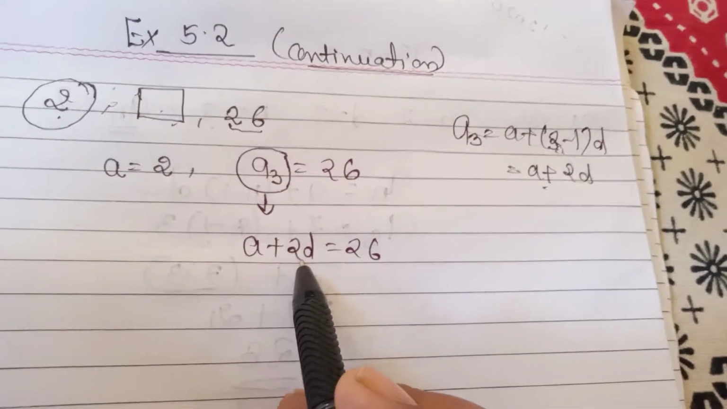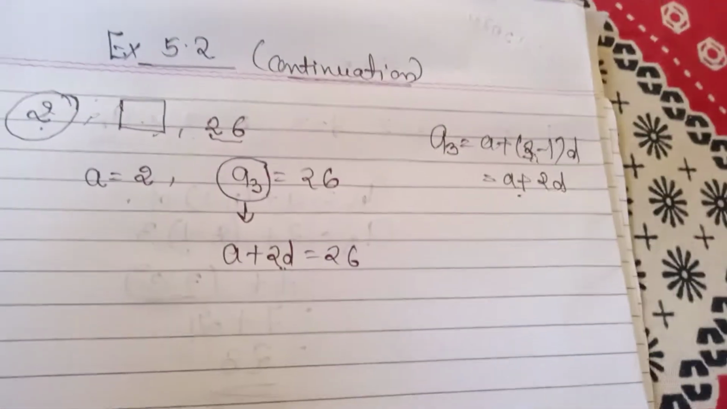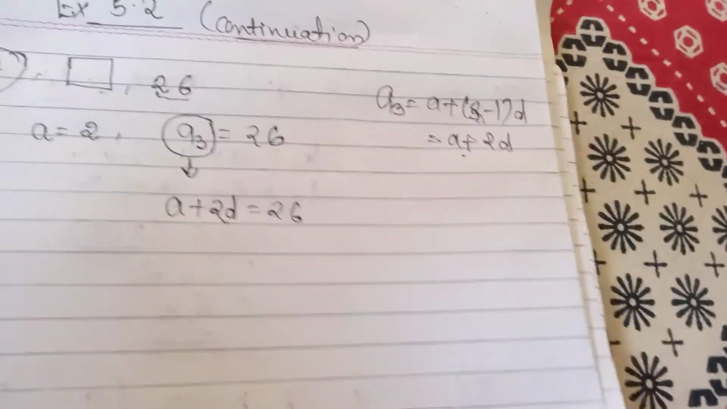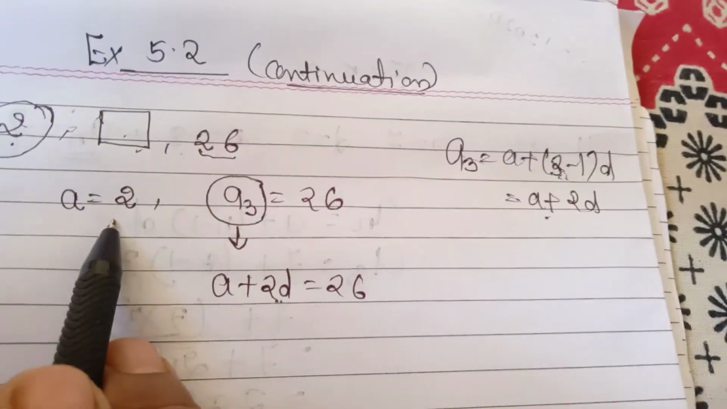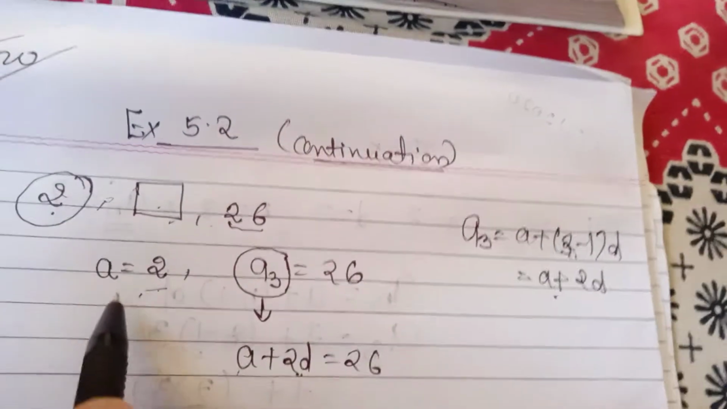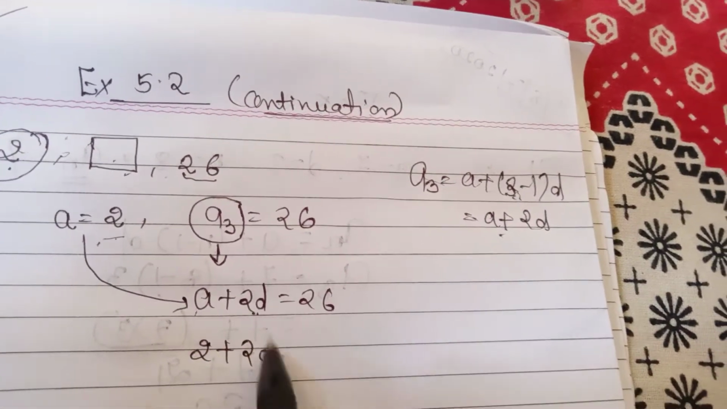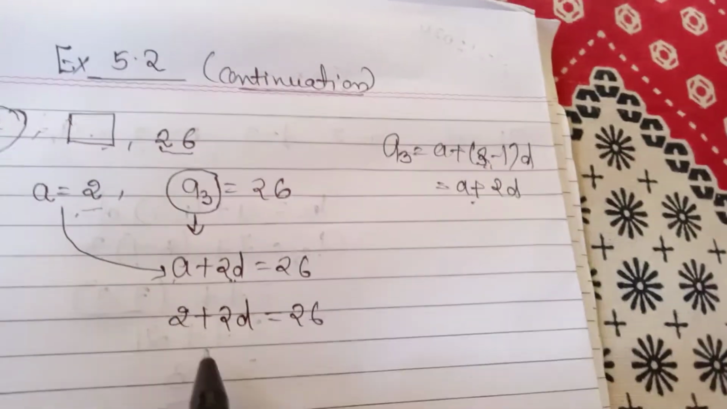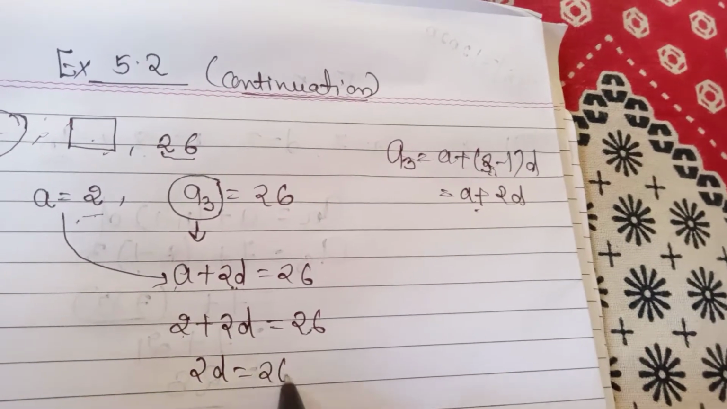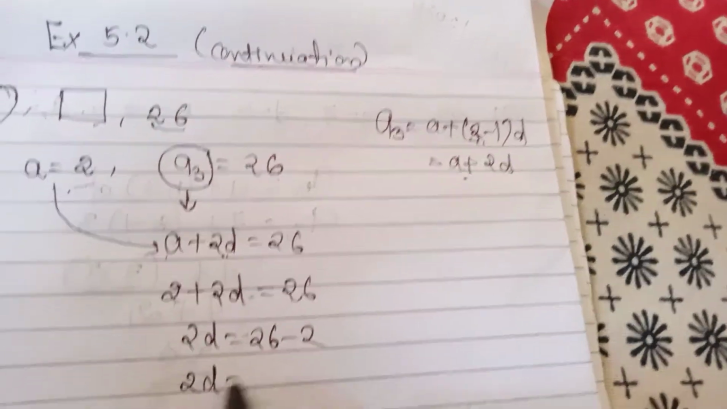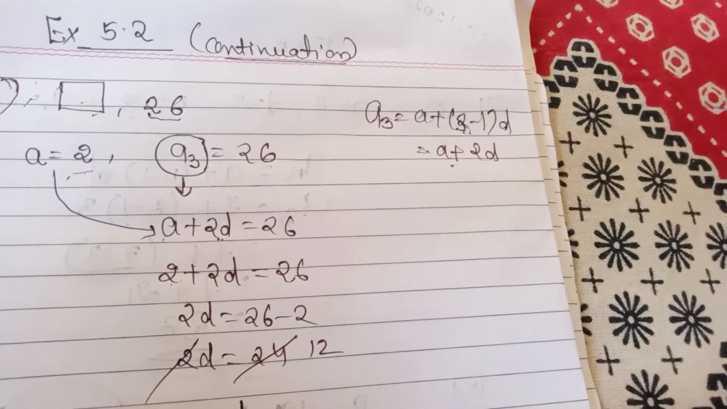Now if I get d from here, because a is already given, I will get the common difference for the AP. That one is very important. So simply I am going to put 2 in a. So it will be 2 plus 2d is equal to 26. Now simple equation, transfer to this side: 2d is equal to 26 minus 2, 2d is equal to 24. So d is equal to 12.